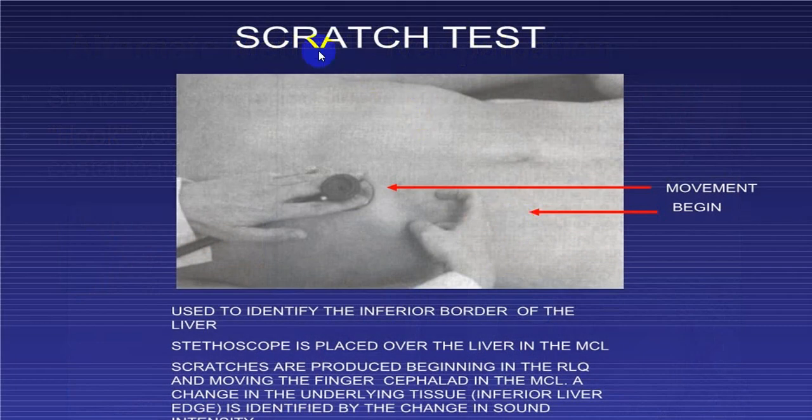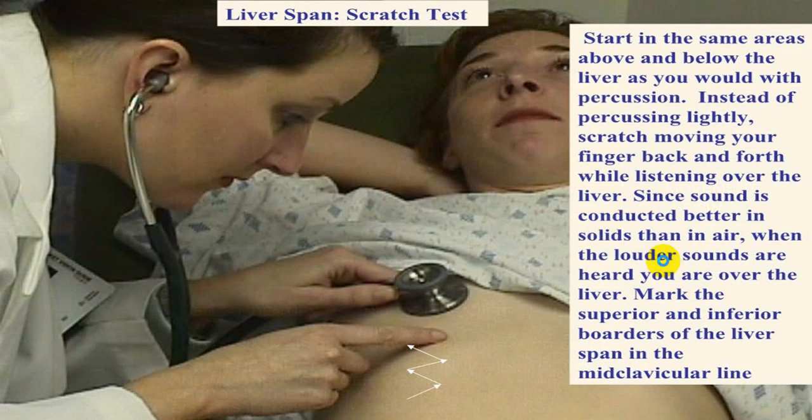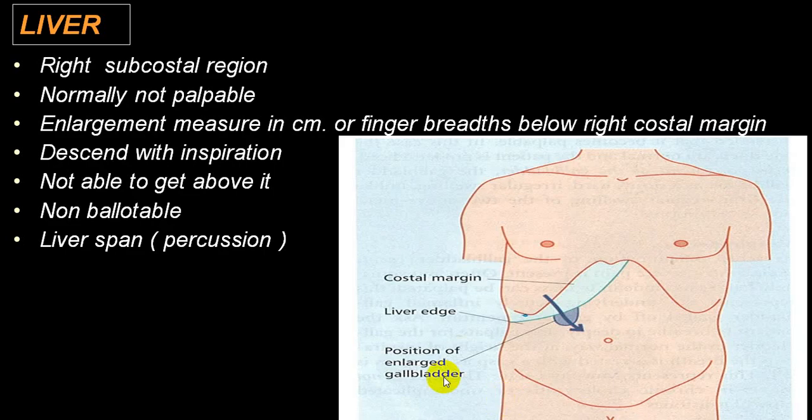You can confirm the lower border of the liver by the scratch test. I have already mentioned it in auscultation. You scratch and auscultate. As soon as you come to the lower border of the liver, the sound will become louder. So you identify the lower border, mark it out, and then you can mention all the findings.